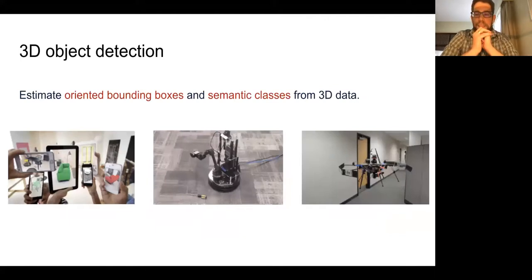Okay, so I want to tell you what I think is interesting about 3D object detection. First of all, I've already told you what that is, right? We're given a scene full of objects, and we want to estimate the oriented bounding box of the interesting objects, and also be able to say the semantic class of the content of each of these boxes.